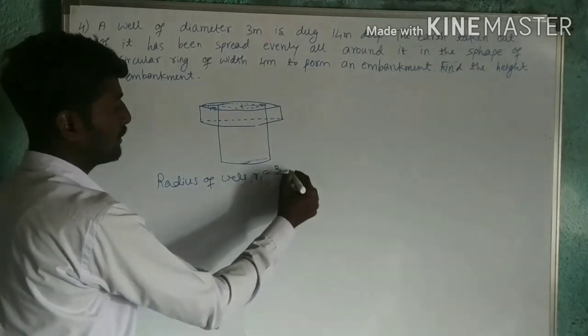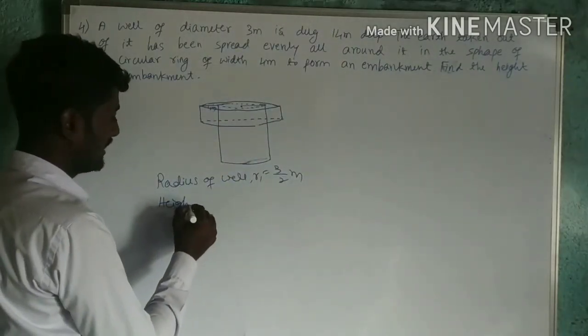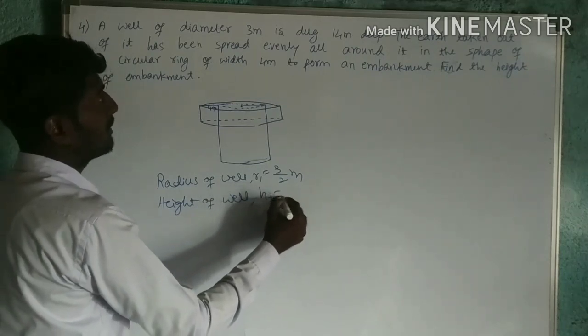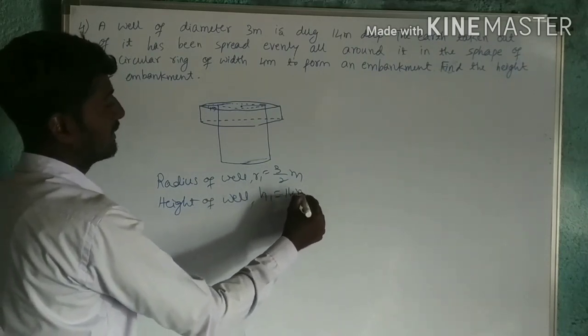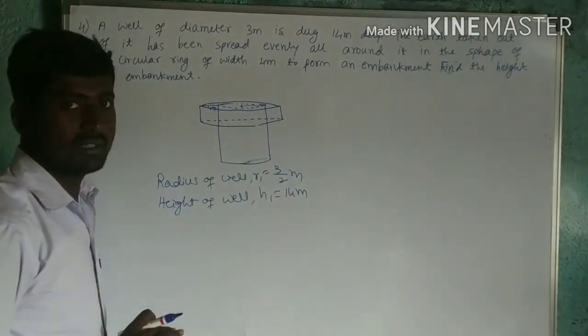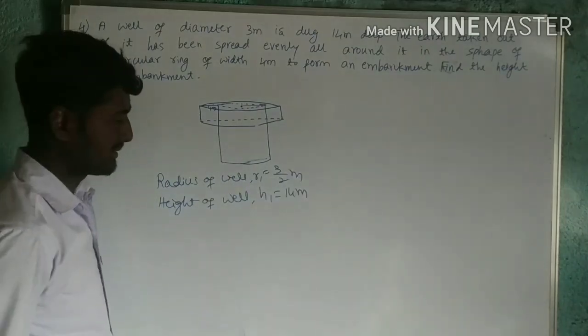3 divided by 2 meter. Next, height of well. That is H1, I will take it as 14 meter. Okay, now this is all about well. So volume is pi R1 square H1.